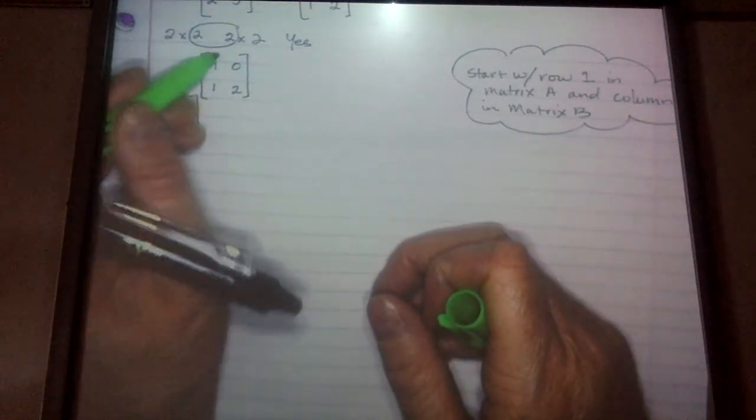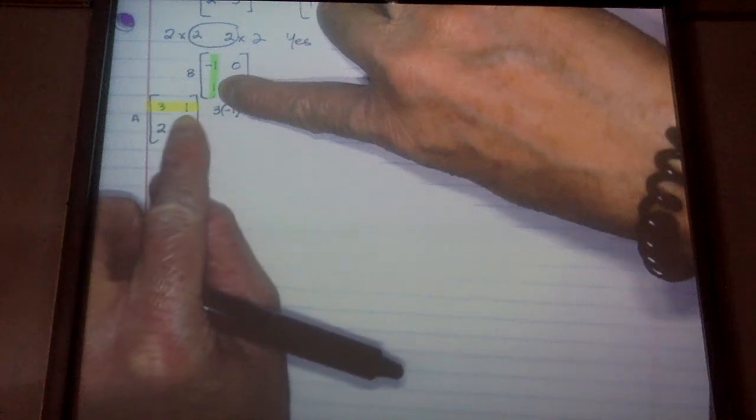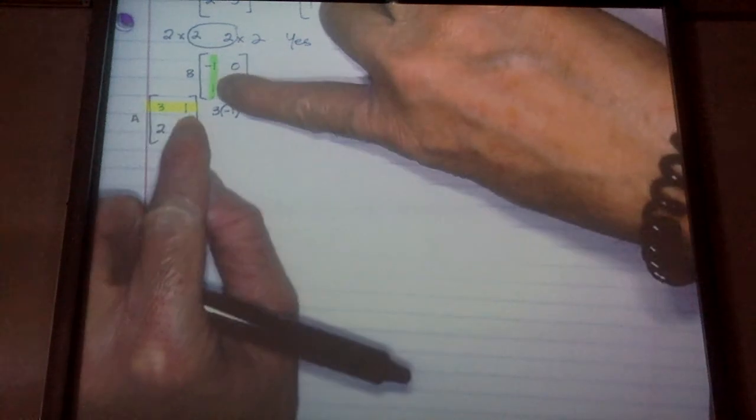So I'm starting with row 1, column 1, and I'm going to find their product. You ready? I'm going to match their positions. The first number in each is 3 times negative 1, plus the next pair of numbers. So I did the first, now the second, 1 times 1. I'm just going to leave it, I will simplify it later. Okay? I'm going to draw a line so I keep them separate.